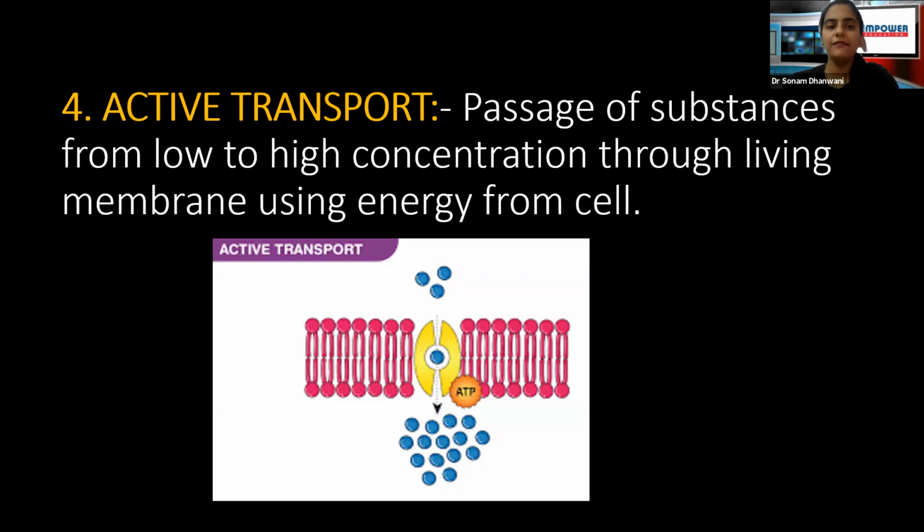Okay, now we have something called active transport. It is the passage of substances from low to high concentration through the living membrane using energy from the cell. Now this is the opposite of diffusion and osmosis. Okay? In those it was high concentration to low concentration. In this, first thing is low concentration to high concentration. And another important thing that you need to keep in mind for active transport is that it utilizes the energy from the cell. Okay?